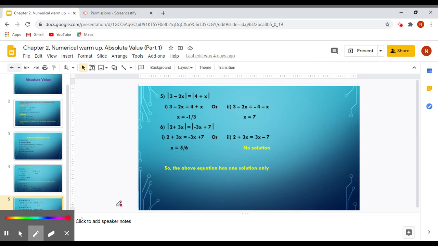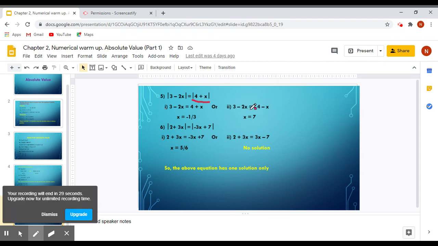Okay, here I have absolute value of 3 minus 2x equal absolute value of 4 plus x. So I have an absolute value on both sides. Again, I do the same thing. Either 3 minus 2x equal 4 plus x or 3 minus 2x equal the opposite of this, which is minus 4 minus x. So I solve the first one, I will get minus 1 over 3. The second one will give me 7. So I have two solutions.